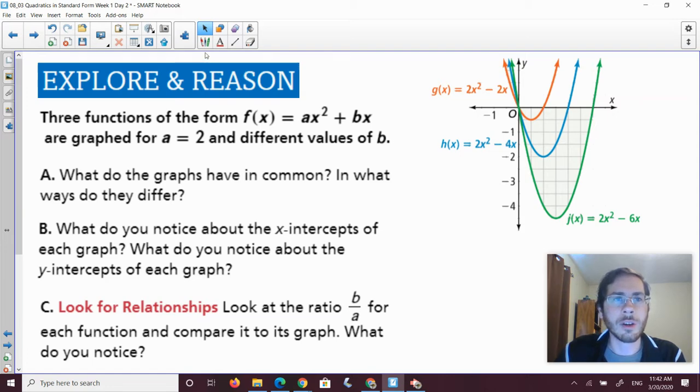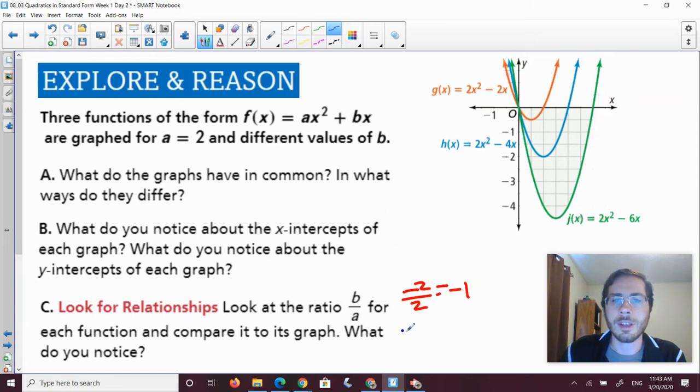The final part's kind of the weird part. It says we're supposed to look for a relationship. It says look at the ratio b divided by a and compare it to its graph. Up here they say we've got graphs of ax squared plus bx. For the red one, b divided by a is negative 2 divided by 2, which is negative 1. For the second graph, negative 4 divided by 2 is negative 2. And for the last graph, negative 6 divided by 2 is negative 3.